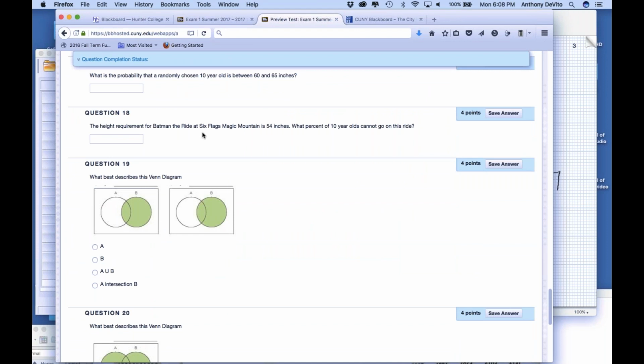The height requirement for, oh, this is an interesting one. The height requirement for the Batman ride at Six Flags Magic Mountain is 54 inches. Is there a Batman ride? Yeah, there is? Okay, good. We kind of made that up. I thought there was one. I wonder what the real height is, probably even less than 54 inches, like 48. But anyway, we picked 54 inches. What percentage of 10-year-olds are going to be crying because they can't go on this ride?